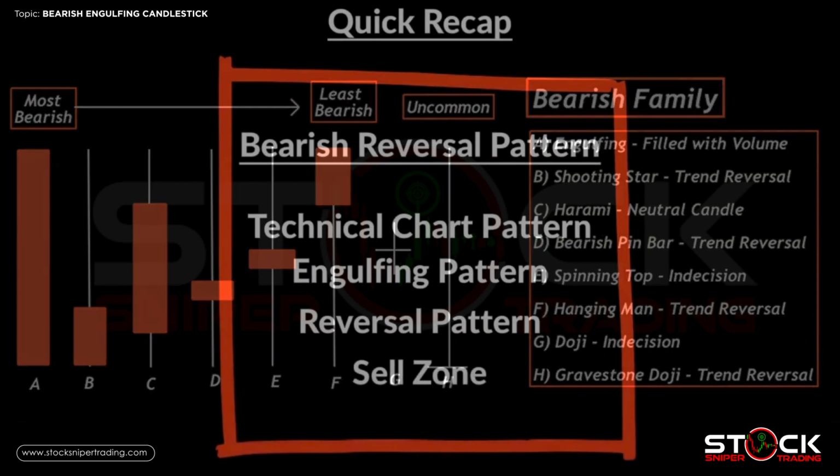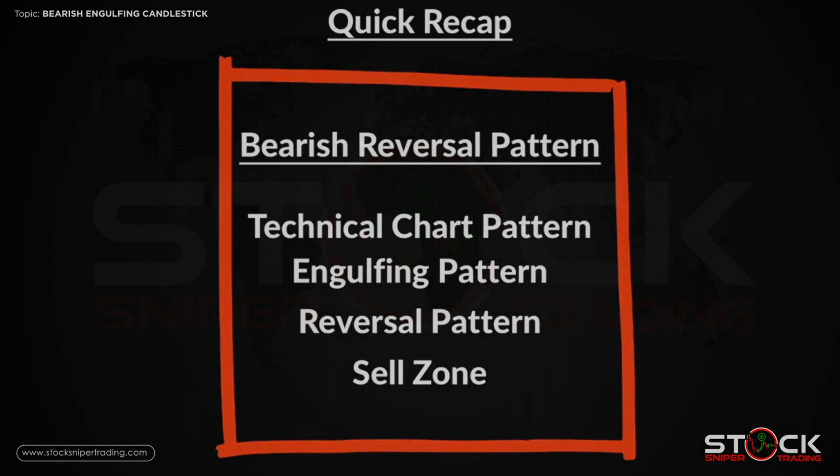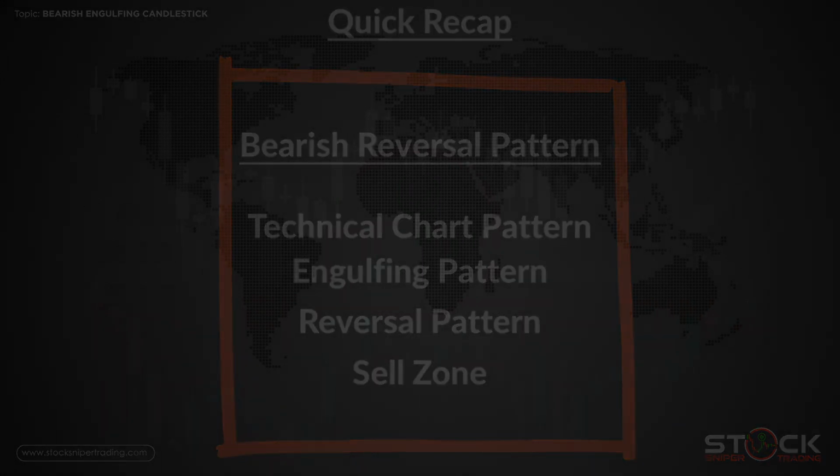The bearish engulfing candlestick pattern is a technical chart pattern. It is an engulfing pattern where a bearish candle completely engulfs a preceding bullish candle. It is a reversal pattern where we have an existing uptrend of bullish candles, and now we get our bearish engulfing pattern, which reverses the uptrend to a downtrend, and we have new bearish momentum as sellers outweigh the buyers. And this is considered a sell zone with added bearish confirmation candlesticks.